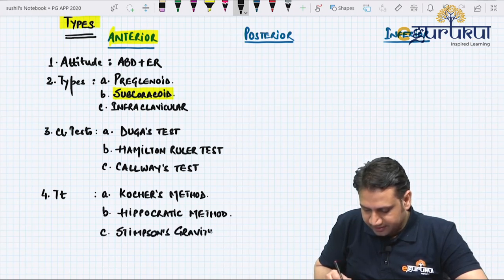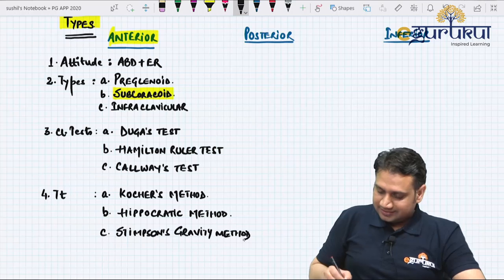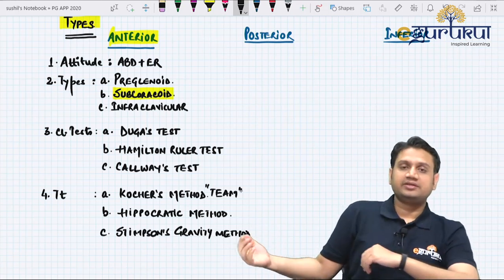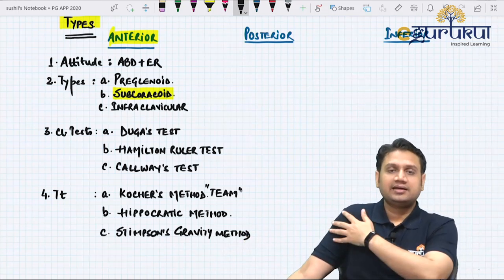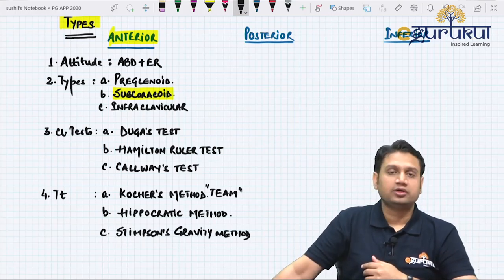Stimson's gravity method. These are three ways to reduce an anterior dislocation of the shoulder. The steps followed in Kocher's method are TEAM, T-E-A-M. How is it done? In Kocher's method, the patient will come to you with an attitude like this, right? Hand held just by the side of the body, abducted straight, externally rotated. You will be able to see his elbow like this, okay?